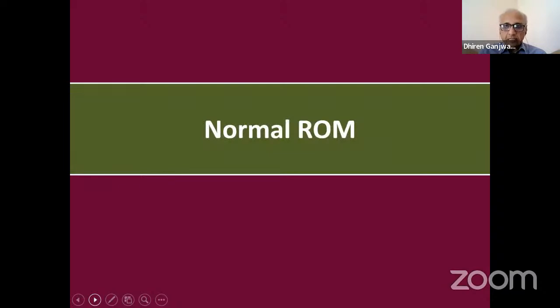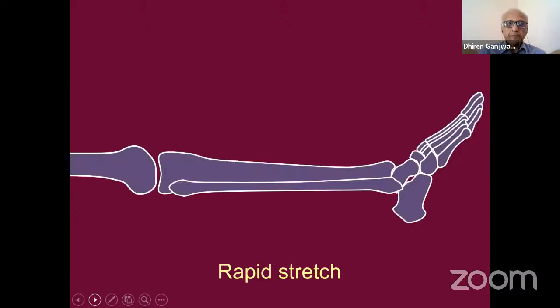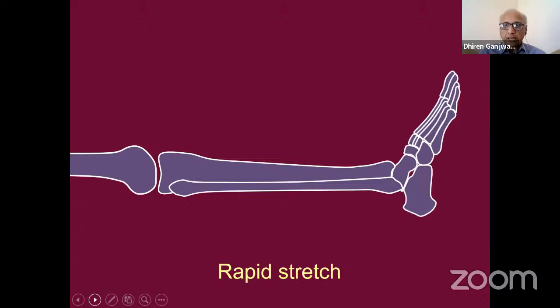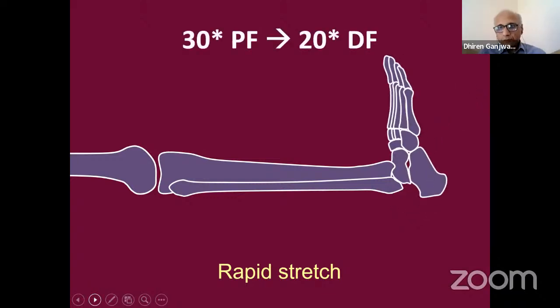For that, first let us understand the normal range of motion. For the sake of understanding, I am giving the example of the ankle, but whatever we discuss for the ankle is also applicable to the knee and the hip joint. So let's take that we are looking from the side, and this is the right side. The ankle is in full plantar flexion. This is a normal person. When we try to dorsiflex the ankle, we get dorsiflexion up to 20 degrees. So we have a range from 30 degrees plantar flexion to 20 degrees dorsiflexion, an arc of 50 degrees.